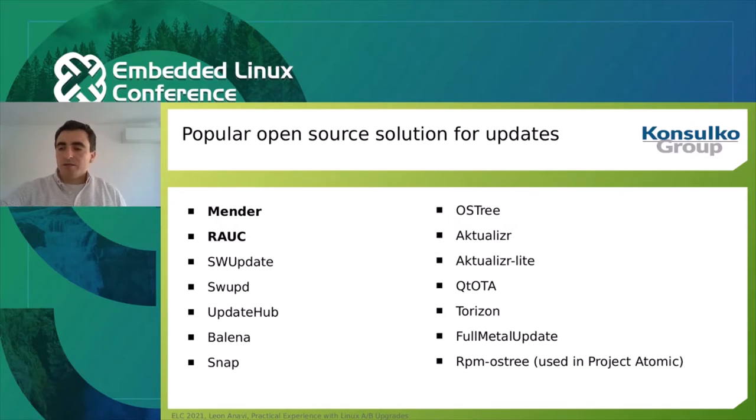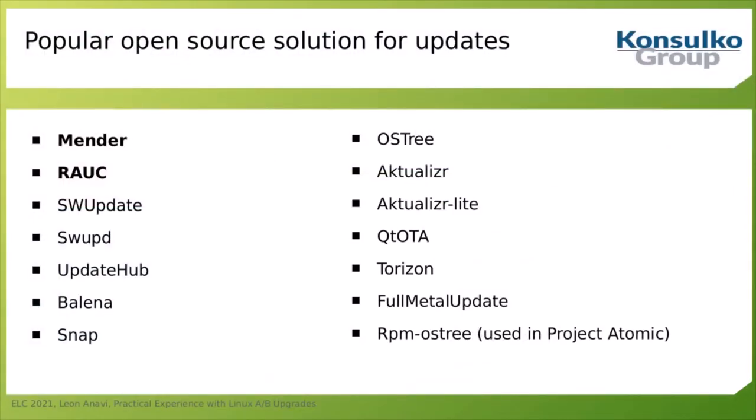Let's have a look at the popular open source solutions for updates. We'll start with the two solutions that we will explore in more detail in this presentation, Mender and RAUC. Both of them are for AB upgrades. However, Mender also supports delta updates. Mender and RAUC are not the only solutions for AB upgrades. SWUpdate is also quite popular.